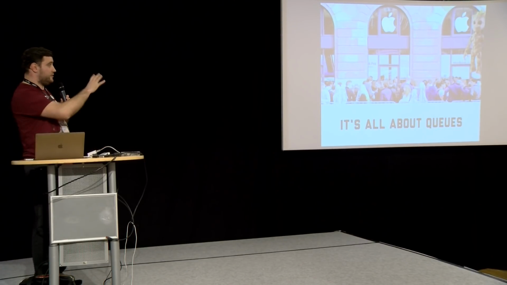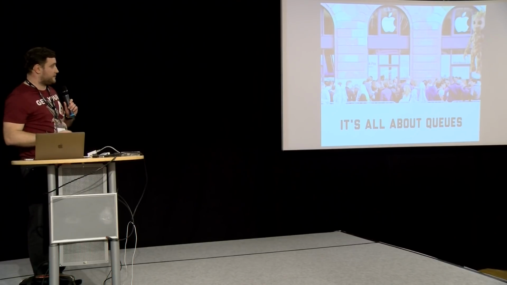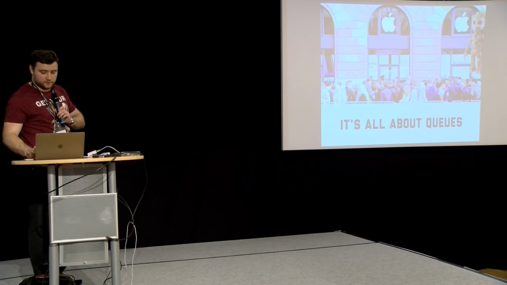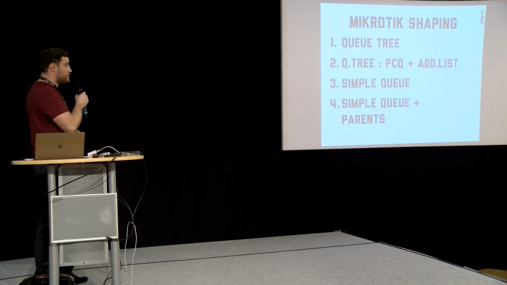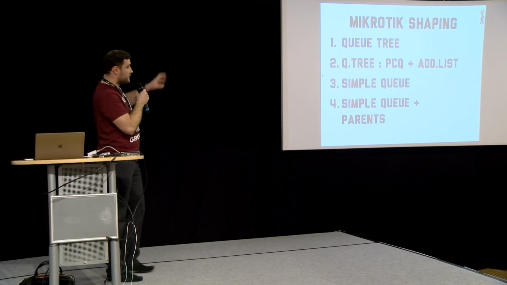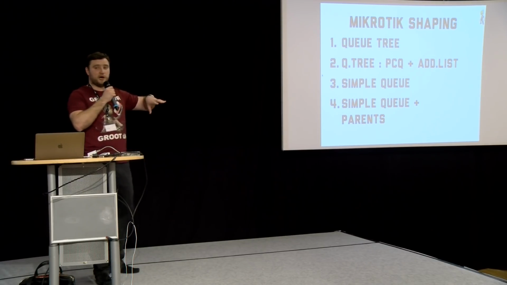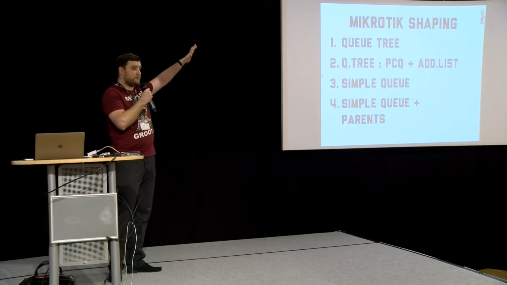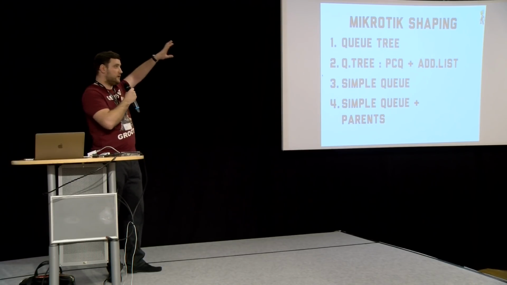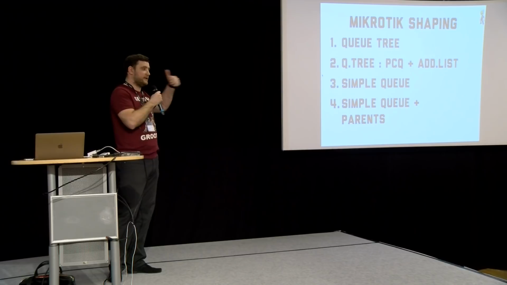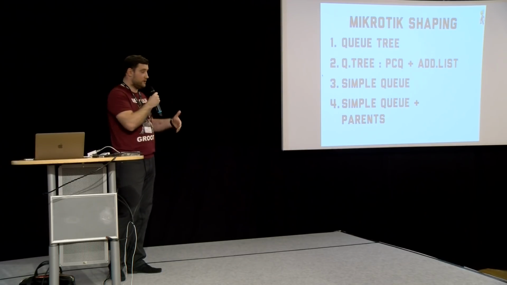So it's all about the queues. Okay, Groot again found something related with trees and apples. No, we are on MikroTik shaping. Queue tree is the first type that we will talk about, and I will show examples mainly related to customer speed limitation.